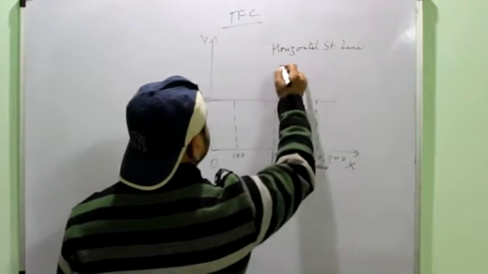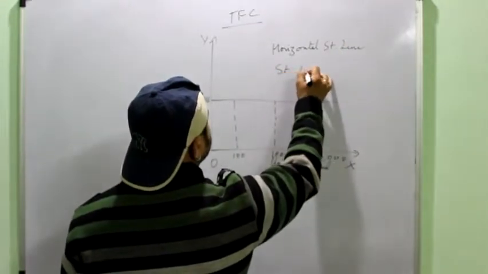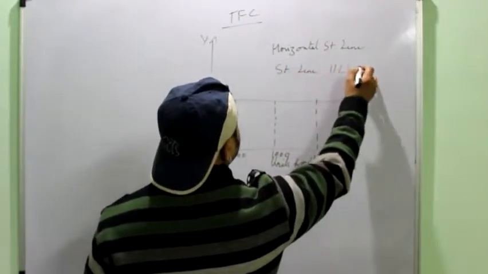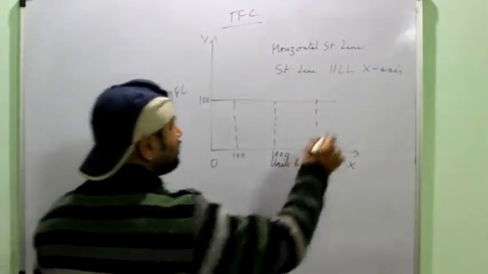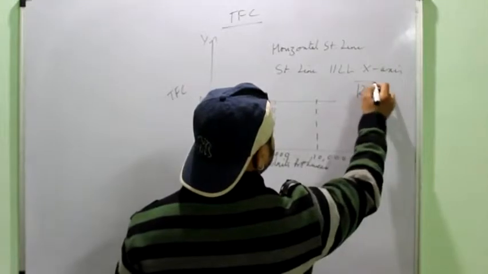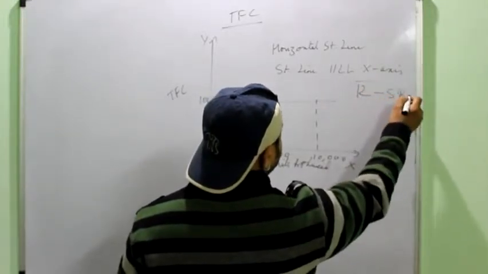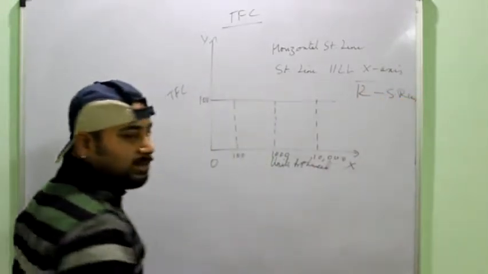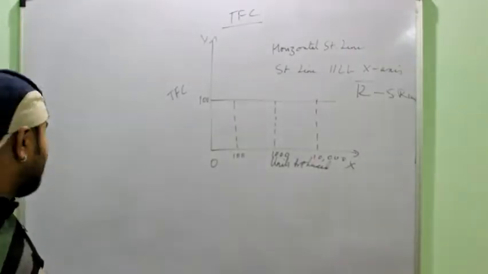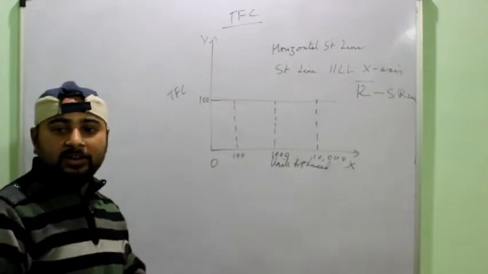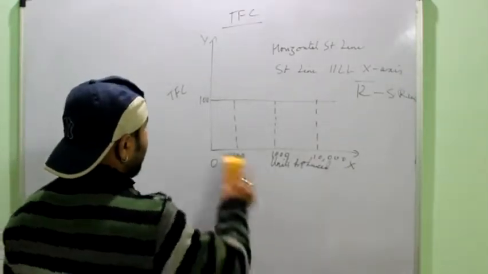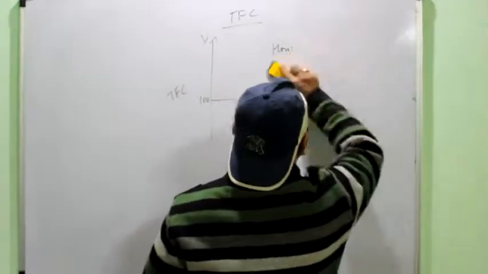You can also call it a straight line parallel to the x-axis. And why? Because it remains constant in the short term, right? And it exists even at the zero level of output, meaning it can never be zero, like the rent of your factory. Okay, now we have to study the total variable cost.